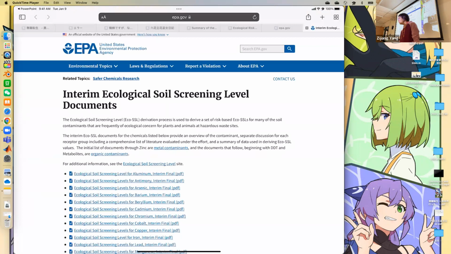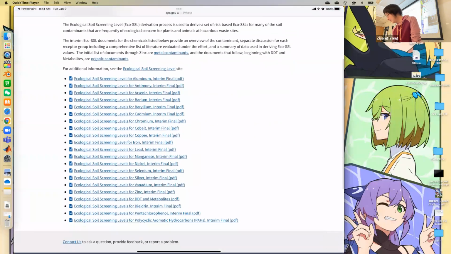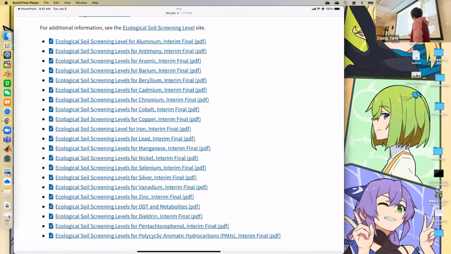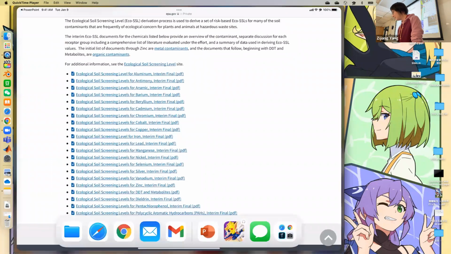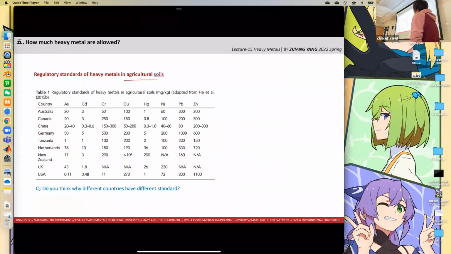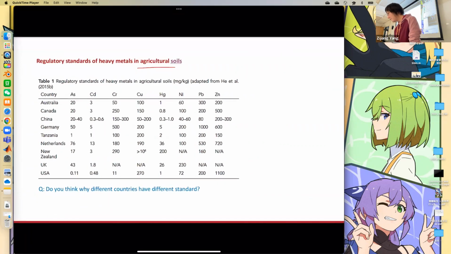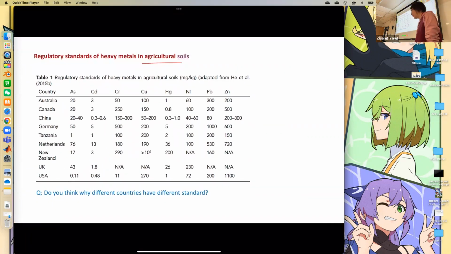If we are doing the ecological risk assessment, we have this table that we have already seen. In this one, we can also see that we have aluminum, but we also have some other different types of heavy metals. So if we are doing the ecological risk assessment, we may use this as the regulatory standard. But they are not for agricultural soils. For agricultural soil, I found this table. This is the regulatory standards of heavy metals in agricultural soil of different countries.